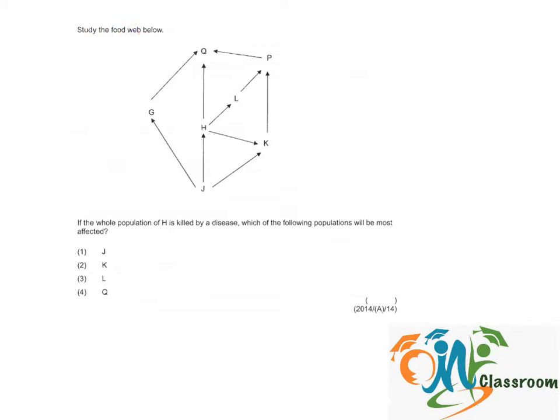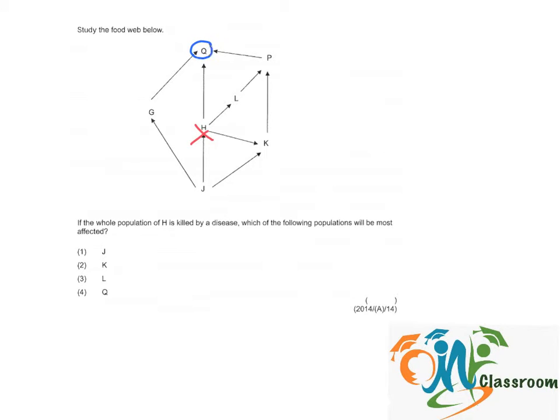Study the food web below. If the whole population of H is killed by a disease, which of the following populations would be most affected? Okay, so now we have H being removed. So the populations that will be affected will be those that feed on H.